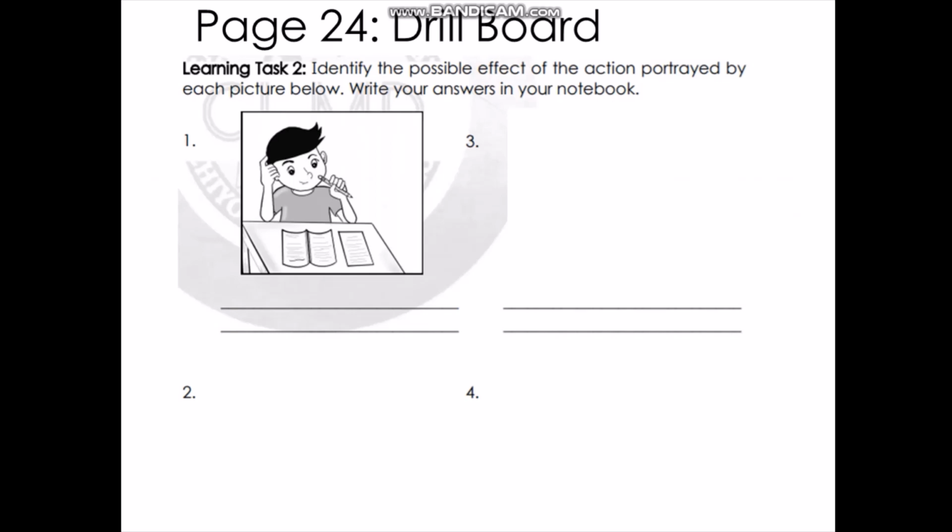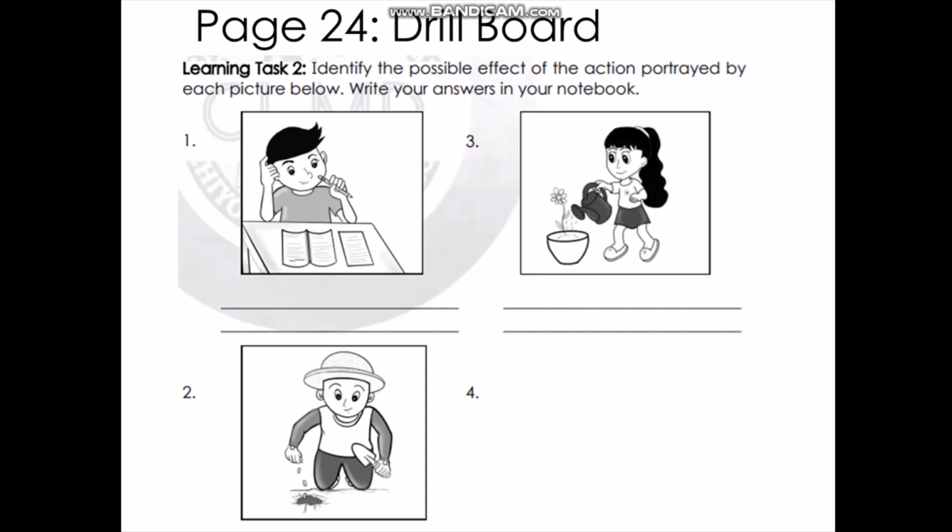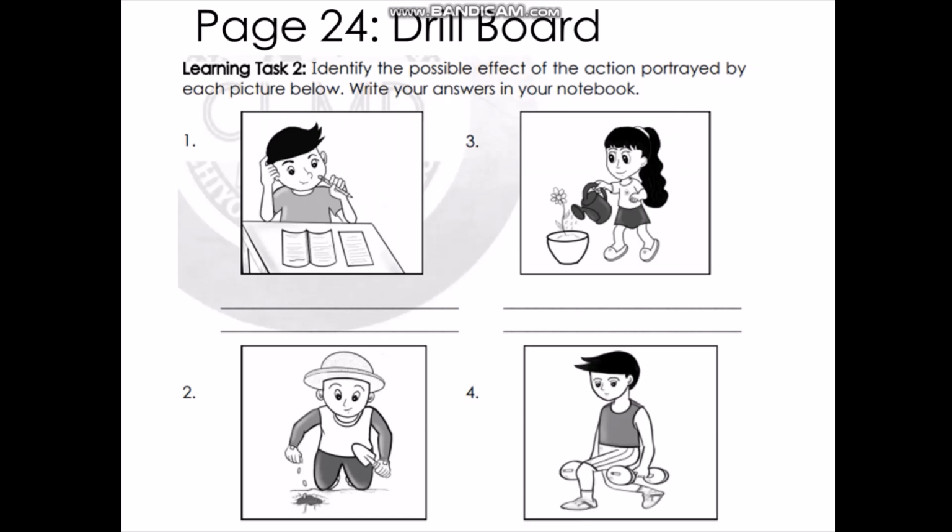Good. So, now let's answer number 2. Okay, look at the picture. And then, what do you think will happen to the seeds? For number 3, look at the plant. So, what do you think will happen to the plant? And then, for number 4, look at the boy. So what do you think will happen to the boy? If you're not yet done, click the pause button. If you're done, click the play button.